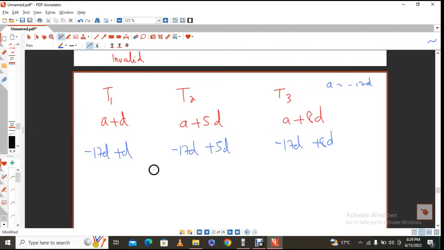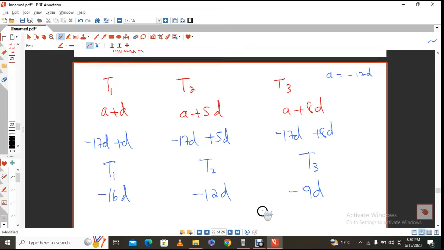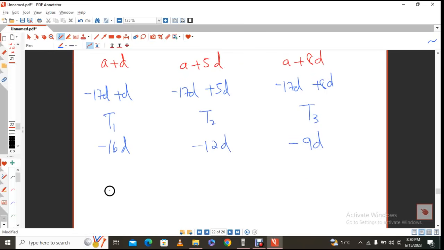Right, so if you look at this one, it gives me the first term now is minus 16D. The second term, we've got minus 12D. And the third term here will be, of course, if you add those together, it's minus 9D. It's minus 17 plus 8. Right. So what does the question want us to find? The question wants us to find the common ratio. So how do you find the common ratio? So R equals the second term over the first term, which should be the same as the third term divided by the second term.